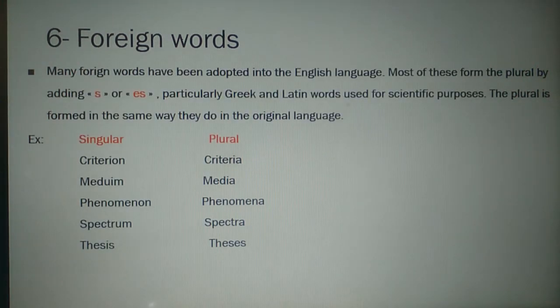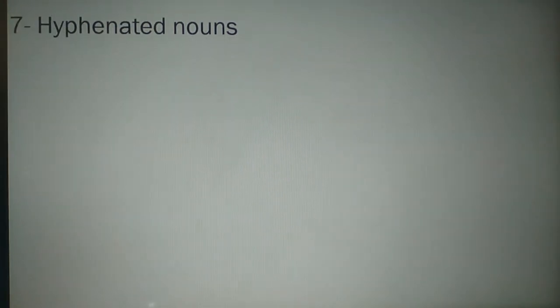Foreign words. Many of the words that have been adopted into the English language, particularly Greek and Latin words used for scientific purposes, the plural is formed the same way it does in its original language. For example, criterion, in its original language, the plural form is criteria, so we should keep it the same.